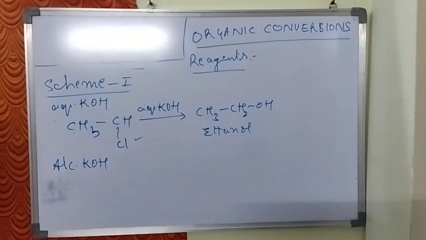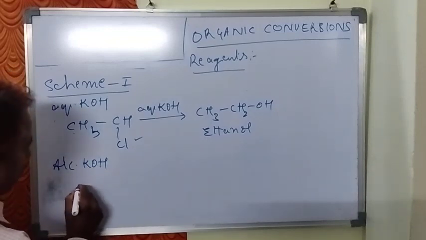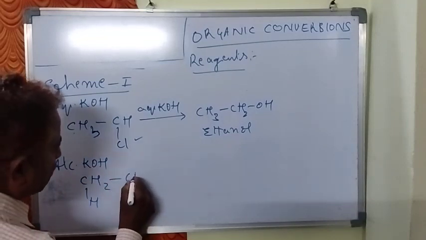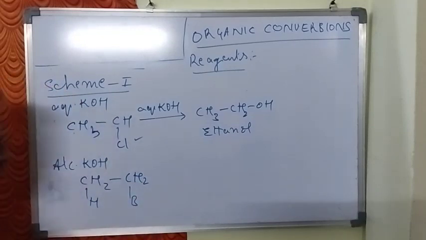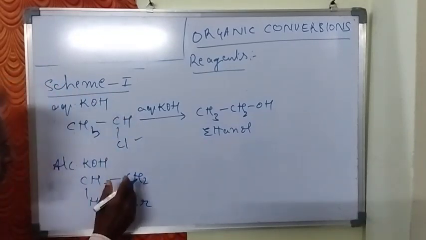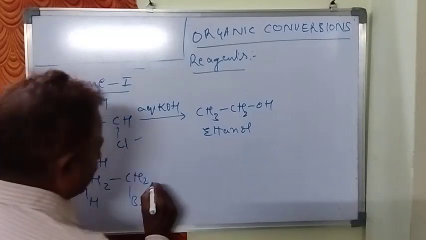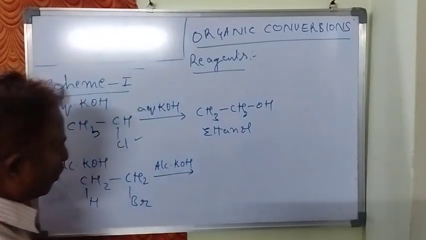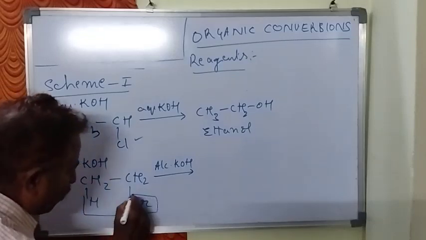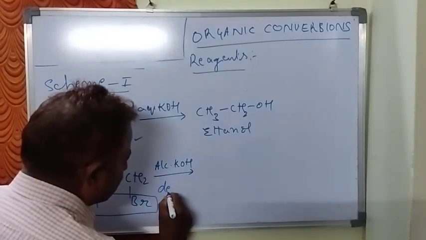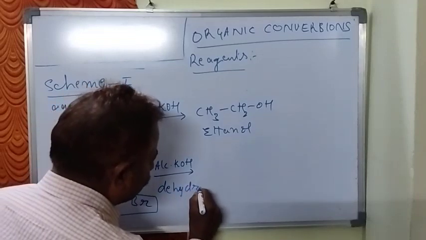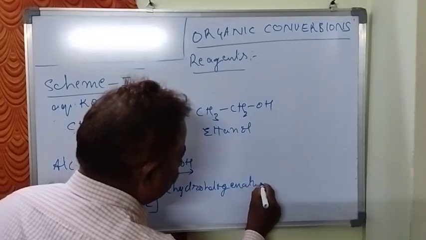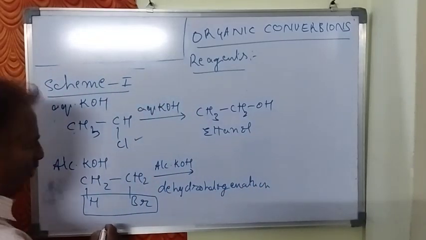Therefore, we get alcoholic KOH. So, in the presence of alcoholic KOH, this is CH3CH2Br. What is this? Ethyl bromide. So, in the presence of alcoholic KOH, what happens is hydrogen bromide is removed. Therefore, we call it dehydrohalogenation.